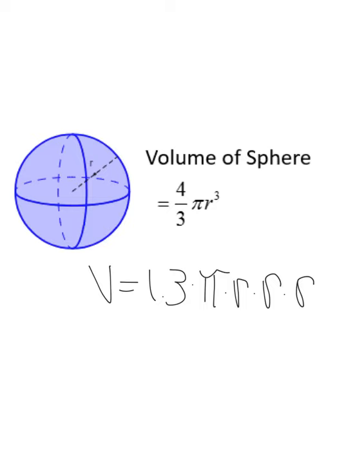And the last formula we use is volume of a sphere, which is volume equals 4/3 pi times r cubed, or I use volume equals 1.3 times pi times r times r times r. I would write this down as well.